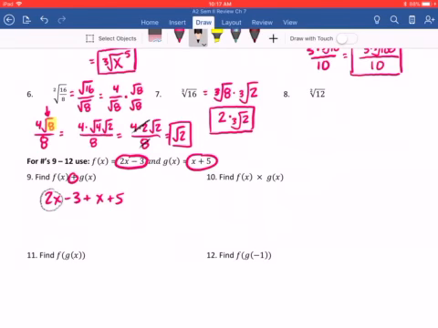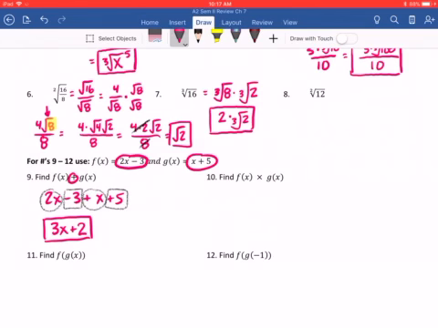And notice here we have 2x plus x is 3x. And negative 3 plus 5 is a positive 2. So we end up with 3x plus 2 would be the simplified answer.